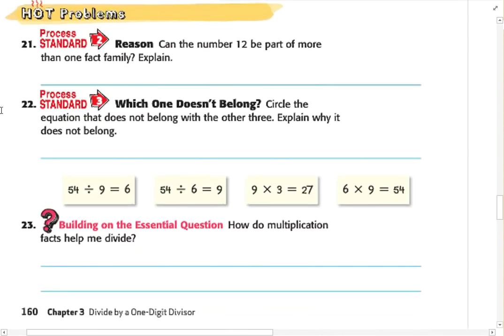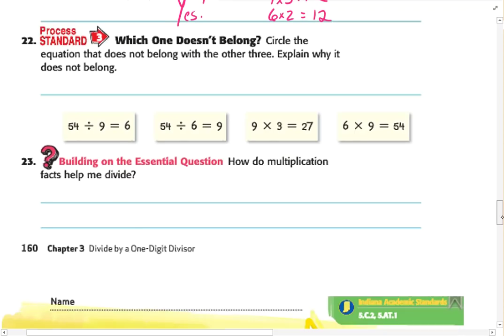Now, if we look at some of these hot problems here, can the number 12 be part of more than one fact family? Think about that. 12. Is 12 a product of other fact families? Well, yes, it can, right? Because 4 times 3 equals 12, just as 6 times 2 equals 12. So yes, a number can be part of other fact families.